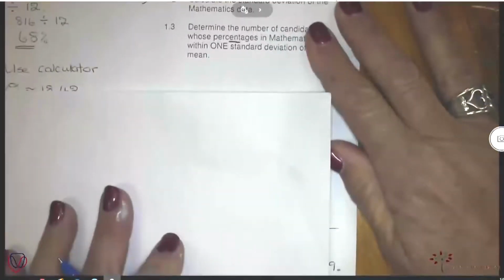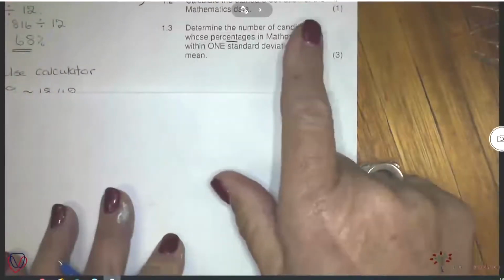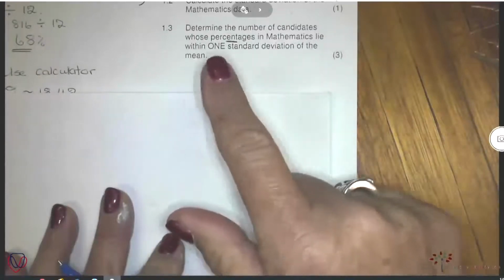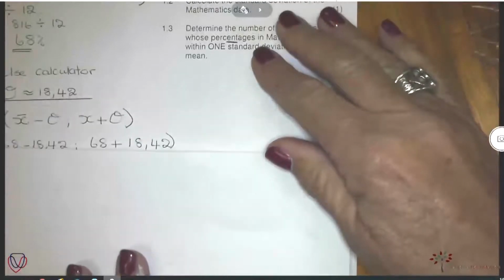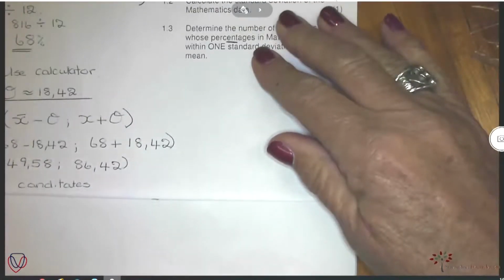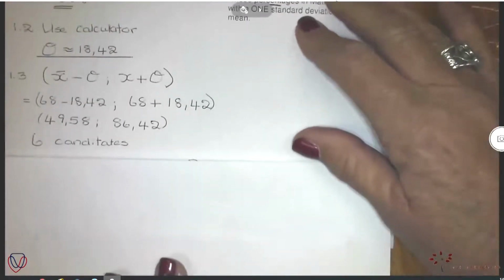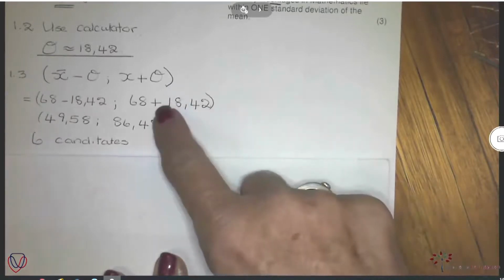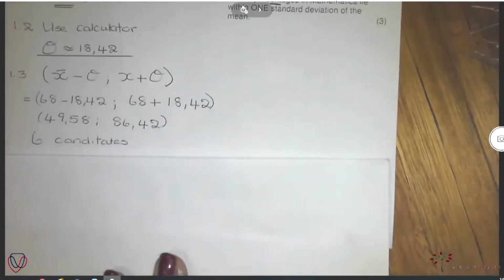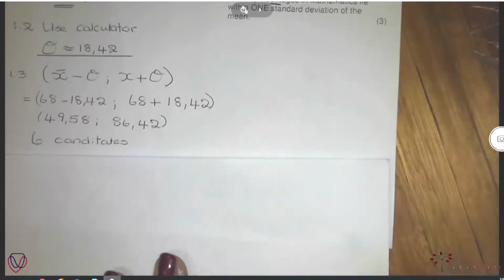What was the question? They said, determine the number of candidates whose percentages in mathematics lie within one standard deviation of the mean. The number of candidates. And how many are there? 6 candidates. There you have your final answer. 6 candidates. This one, please try to remember this one. It's a very easy way to do this sum.